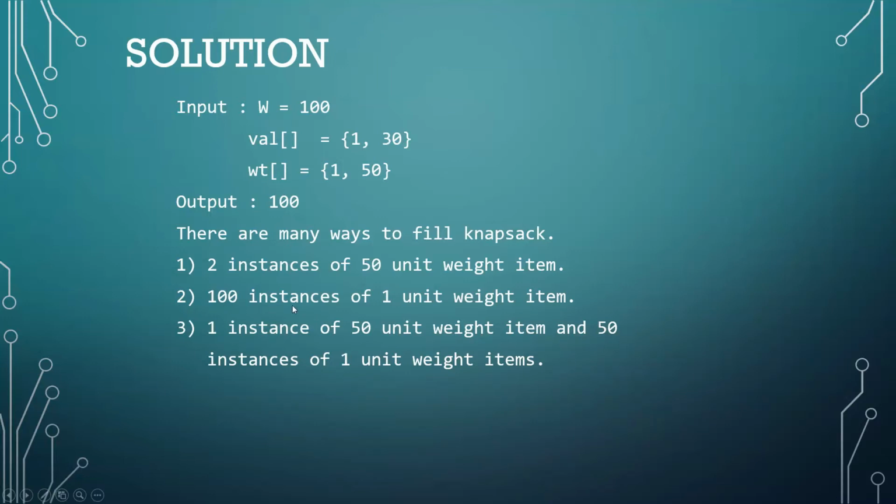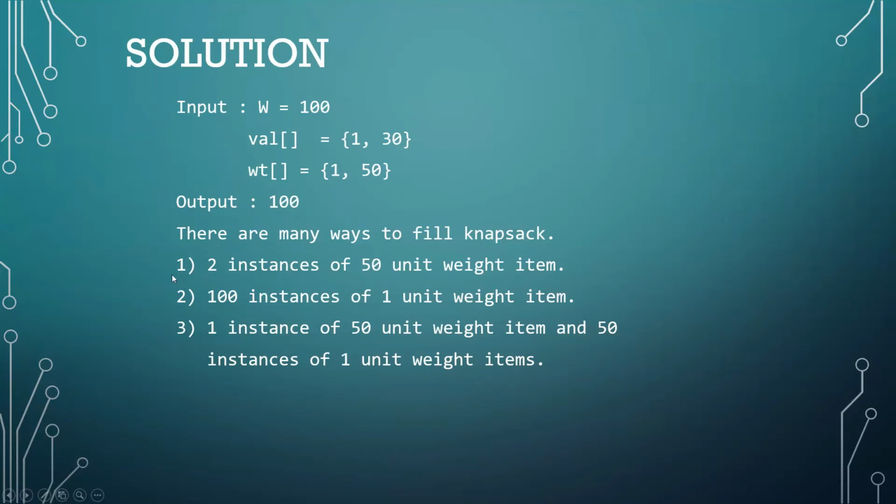Okay, let us look at the second one. 100 instances of the 1 unit weight item. For the 1 unit weight item, you get the value 1. So if you take 100 of the 1 unit weight item, which fills the bag, you get 100 value. 100 into 1, 100 value. And for the third method, 1 instance of the 50 unit weight item and 50 instances of the 1 unit weight item. So you take 1 of these and 50 of these. So 50 plus 50 into 1, total 100. So for the third method, for the 50 you get 30, and for 50 of these you get 50. So 50 plus 30, 80.